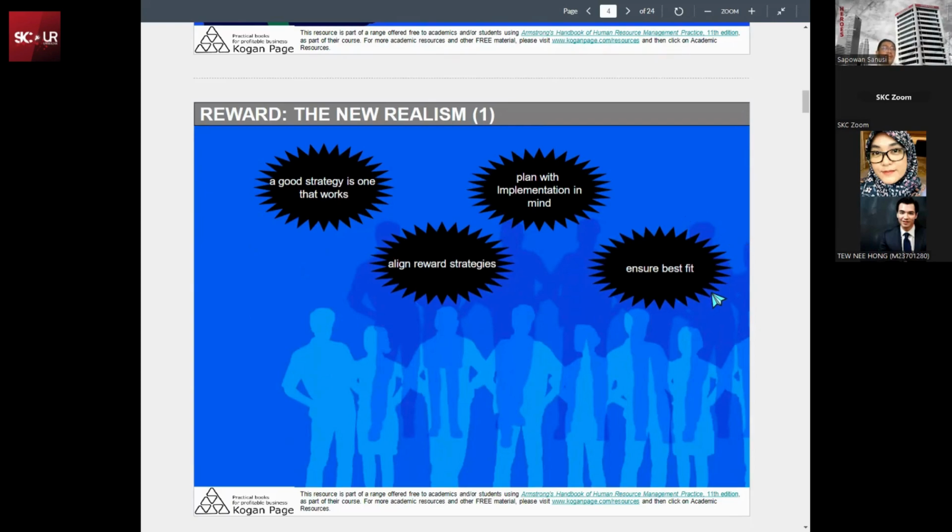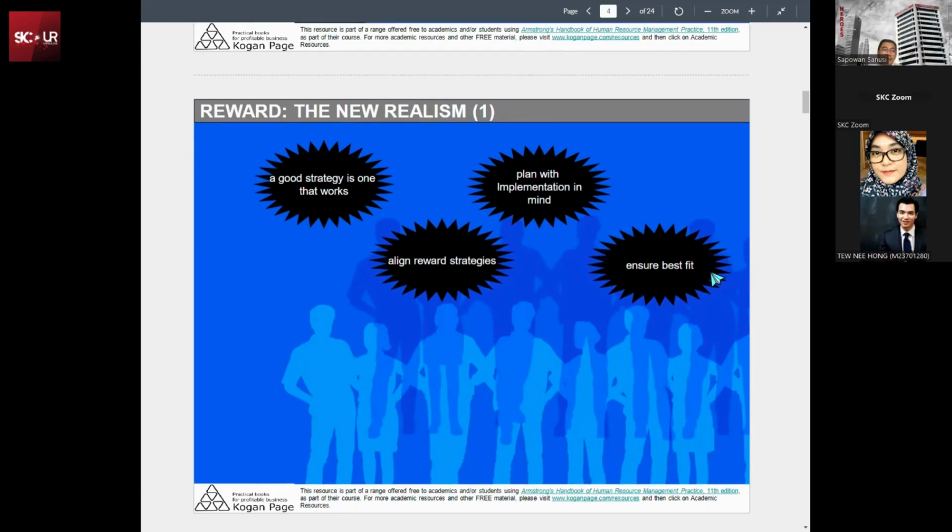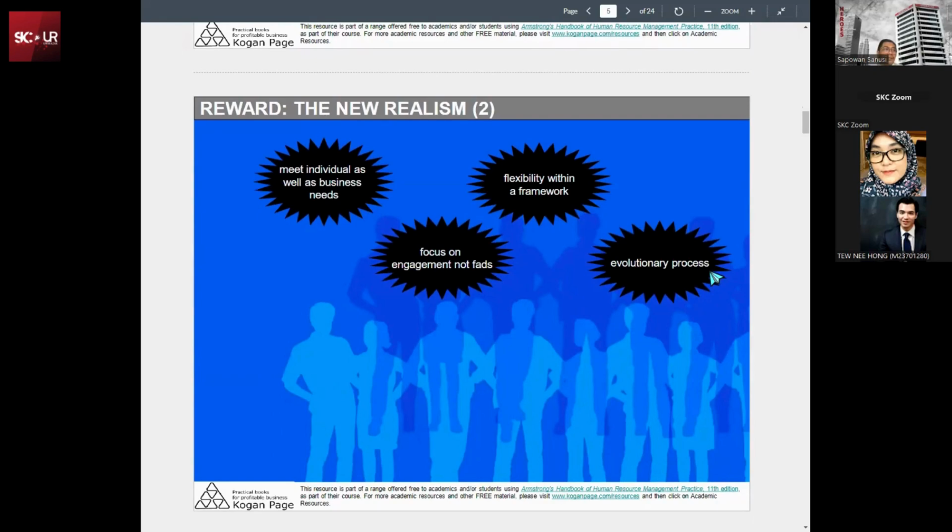Must ensure the best fit, to whom? Fit to the organization and fit to the employees. Okay. Then it must meet individual as well as business needs, with flexibility within the framework. Framework either goes to the policy, to the periodic evaluation, to the task, to the job, to the workload. Focus on engagement, not only the factors, and an evolutionary process.